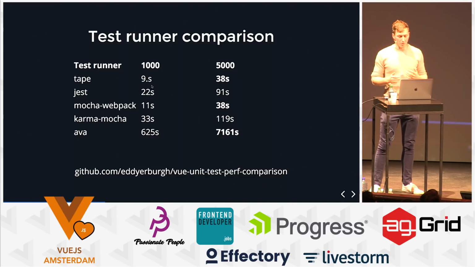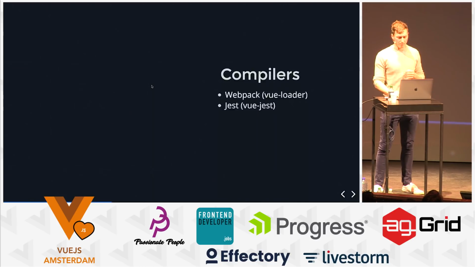And it's not because Ava's a bad test runner, it's just that I wasn't effectively caching the compiled components in my testing process, which ended up leading to this really long testing time. So you need to consider your compilation process as part of your unit tests. And the best way to do that is to follow an established pattern.